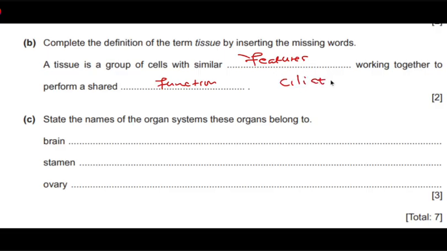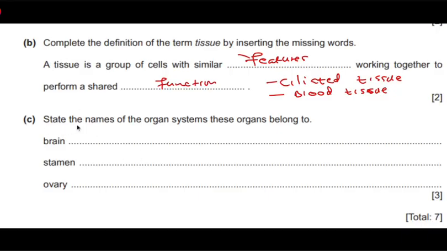ciliated tissue, the one which is found in the nasal cavity as well as in the fallopian tube. But apart from the ciliated tissue, we also have blood as a tissue. So blood is considered to be a tissue because it is made up of different cells like the red blood cells, white blood cells, those are the cells. Right, so that is how you're supposed to answer B.